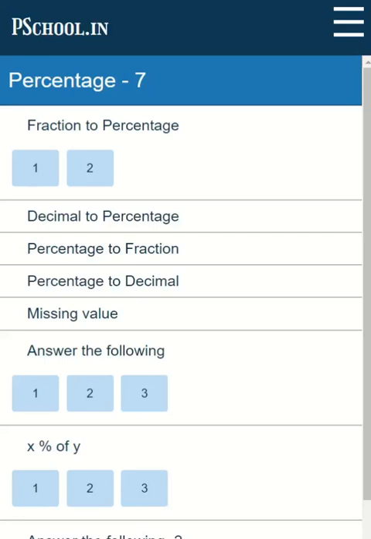In this video, we are going to cover percentage. This is for 7th standard CBSE syllabus.